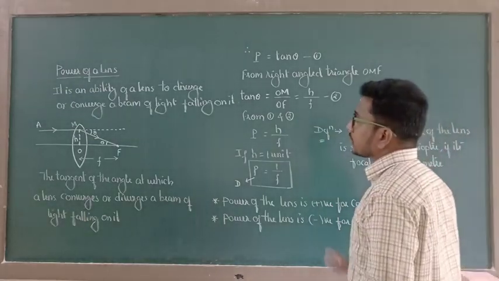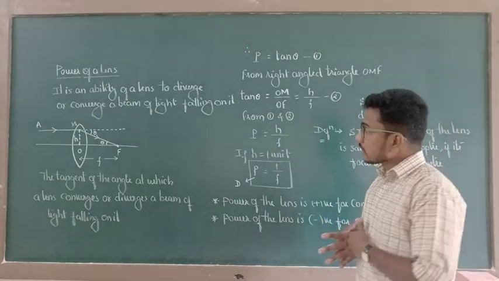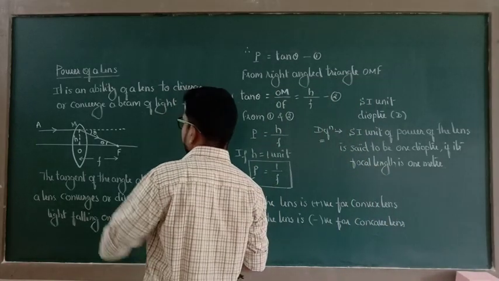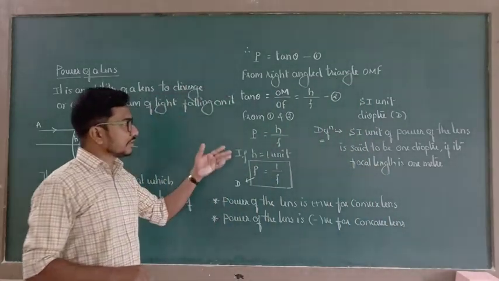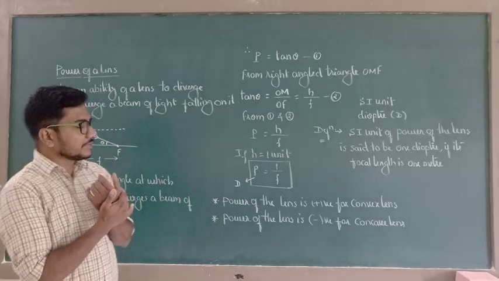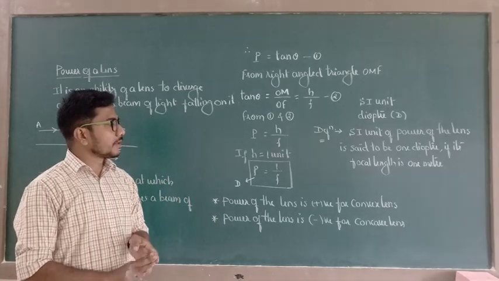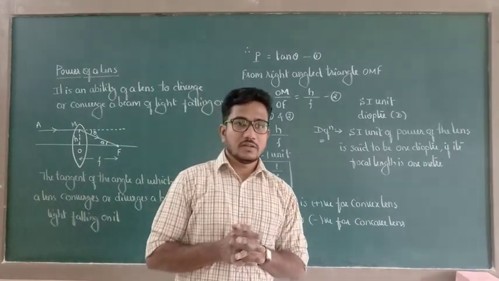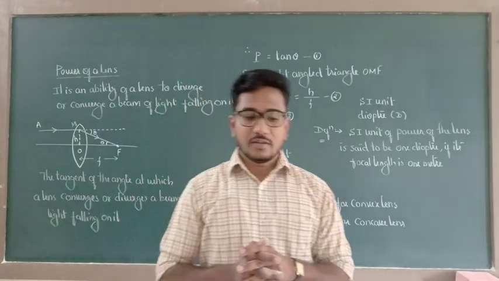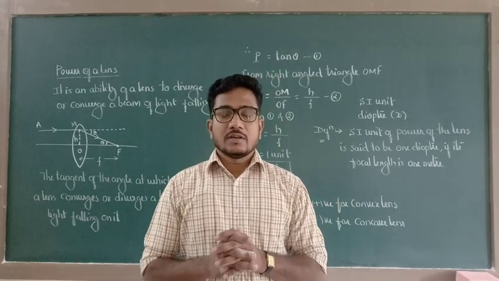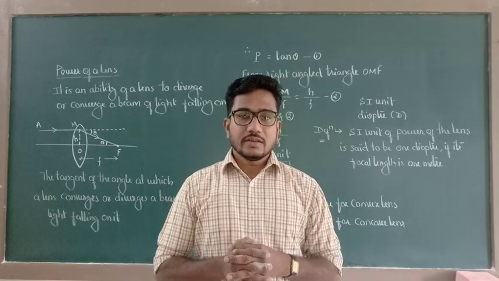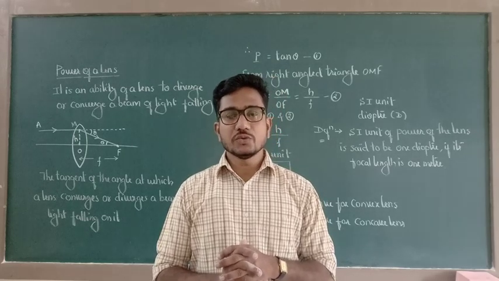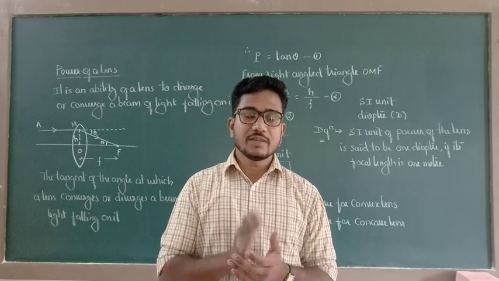Okay, so this is all about the SI unit of power of a lens: the definition for power of a lens, and the SI unit of power of a lens. And next we are going to consider combination of lenses. First, what is the need to consider combination of the lenses? What is the use of considering combination of the lenses?